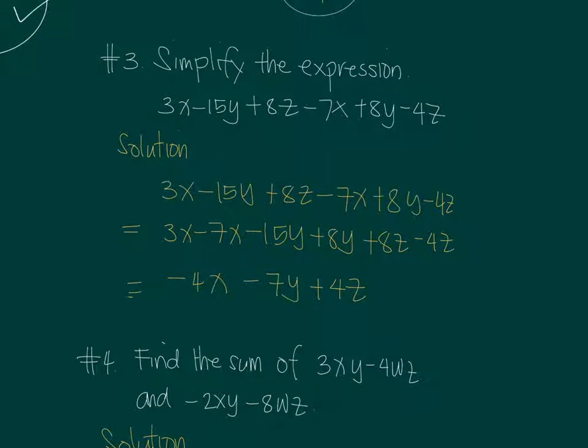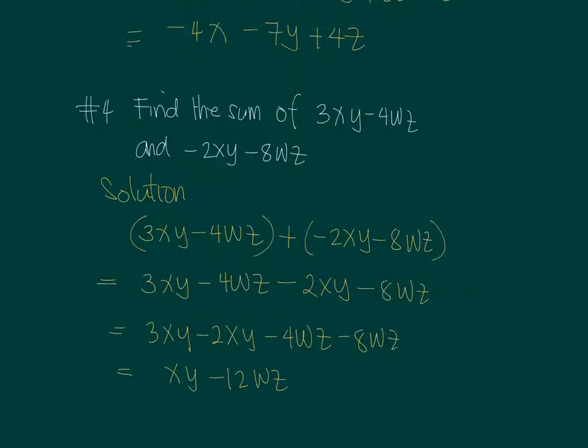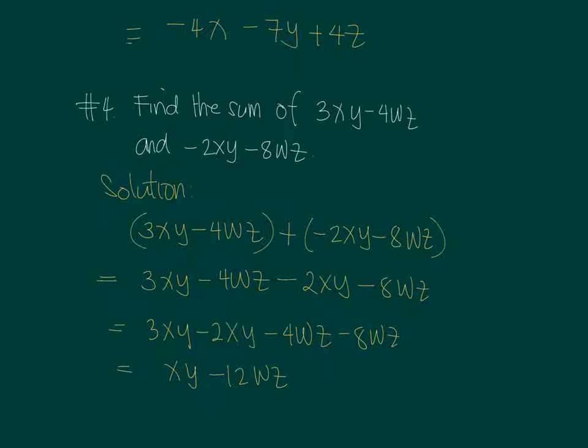8z minus 4z is basically 4z. So the simplified expression for this given expression is negative 4x minus 7y plus 4z. And then number 4, you have to find the sum. So the sum is a result of addition, so all you have to do is to add these two.